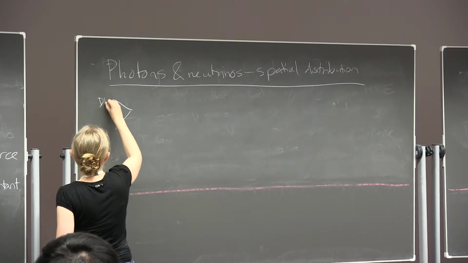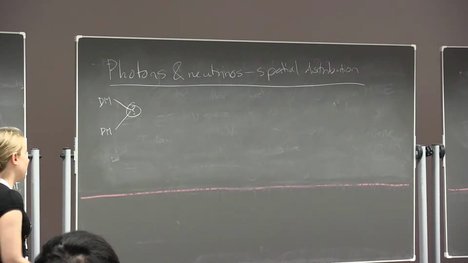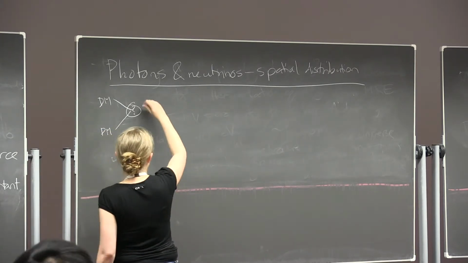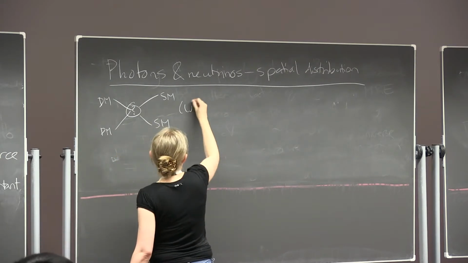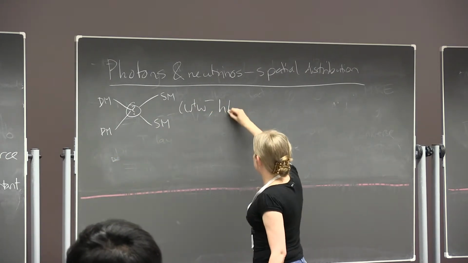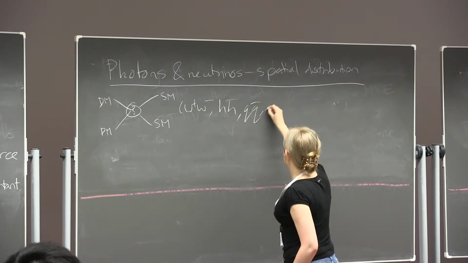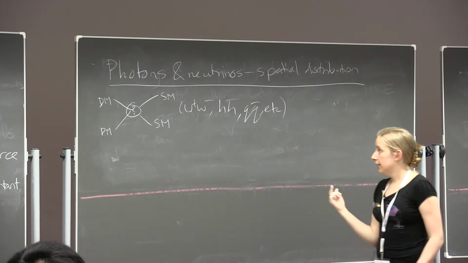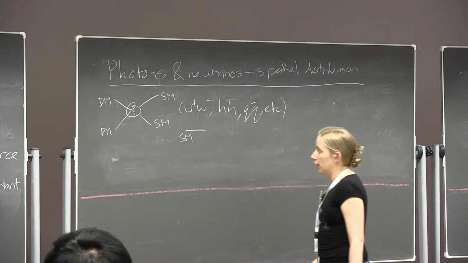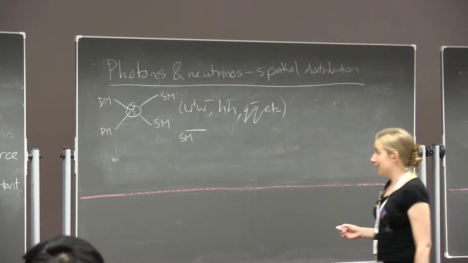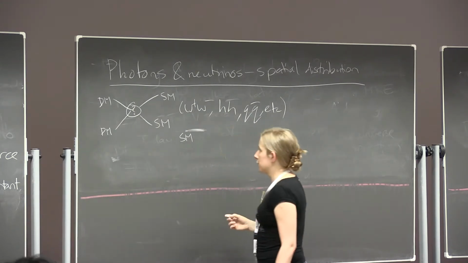So dark matter comes in. Something happens, we don't know what it is. We'd like to figure out what it is. It produces standard model particles. These could be, for example, gauge bosons. They could be Higgses, they could be quarks. They could be three-body states. Then subsequently, these standard model particles, if they're not absolutely stable, are going to decay into other standard model particles.